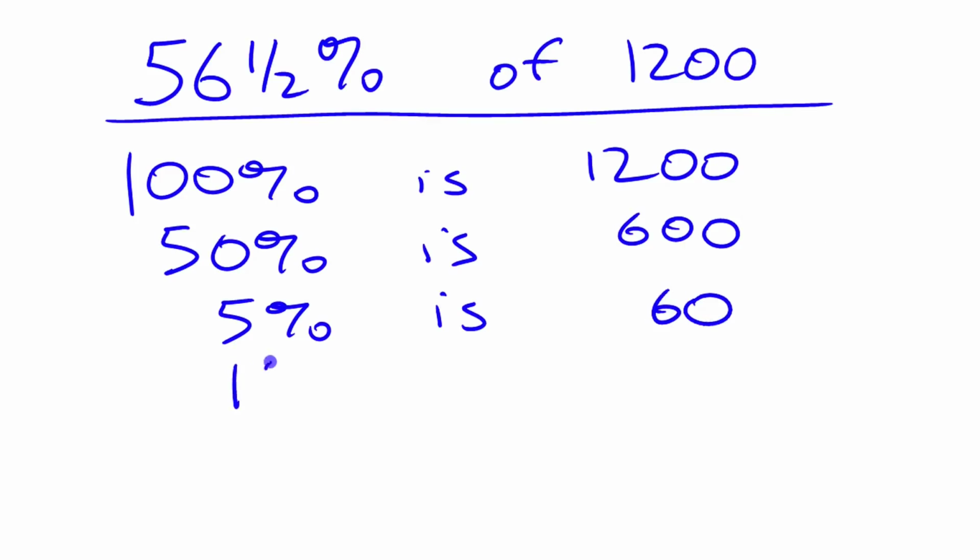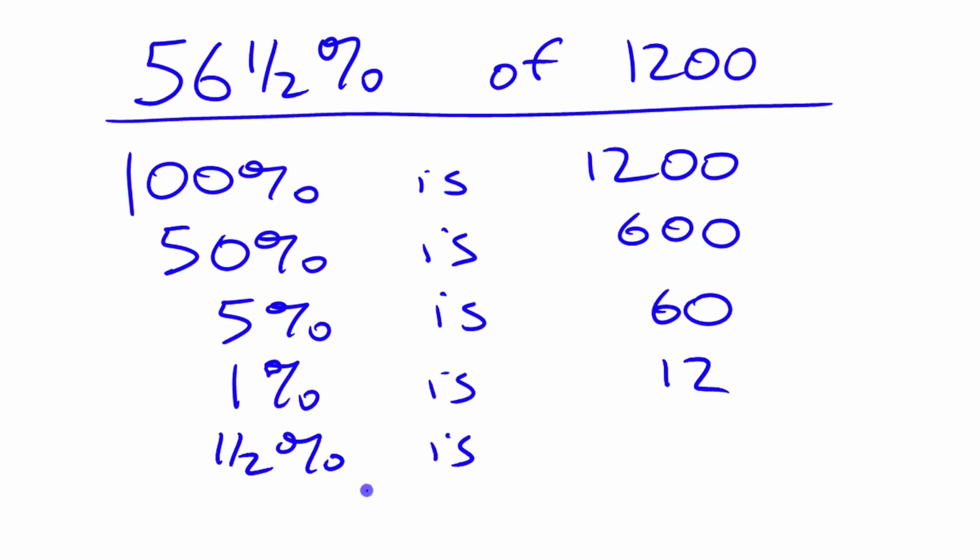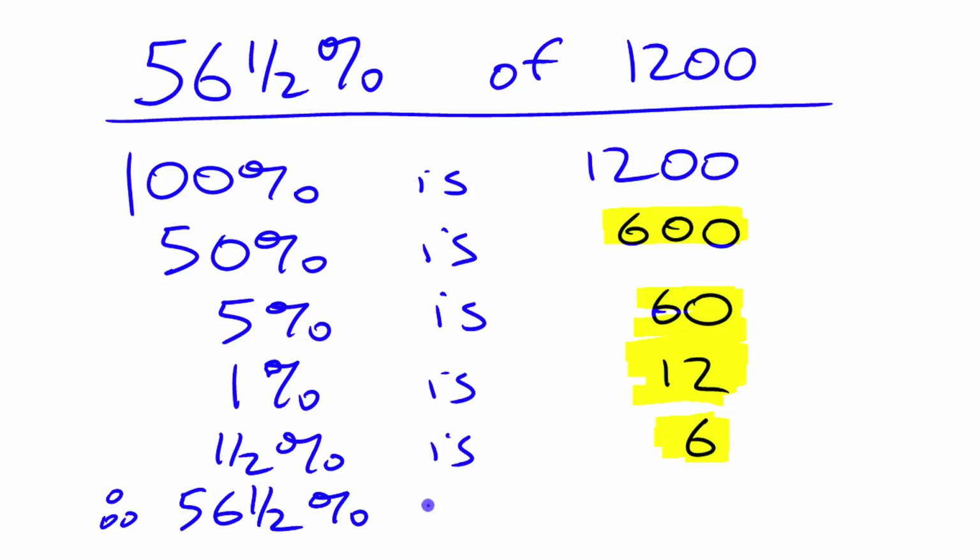And then I'm going to need another 1%. 1% is just a fifth of 5%, so it is 12. And then we need our half a percent. A half a percent is half of 1%, so it's 6. And so we have all the parts we need there. We have 50%, we have our 6%, and our half. So, therefore, 56 and 1/2% is, all of that together, 678.